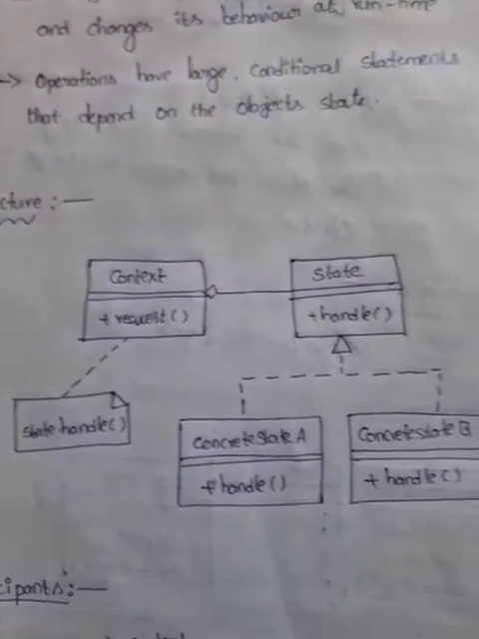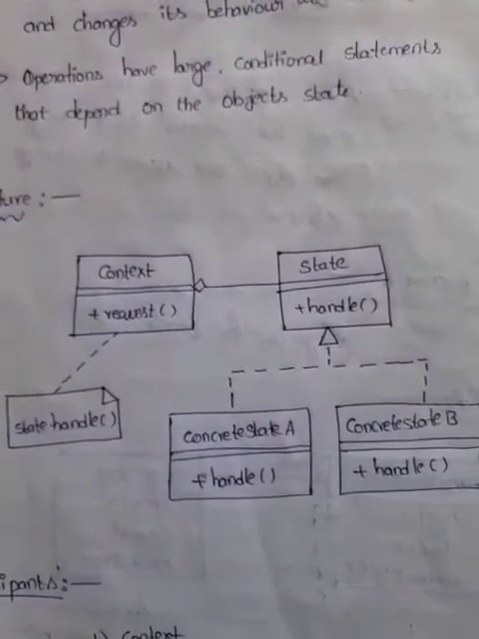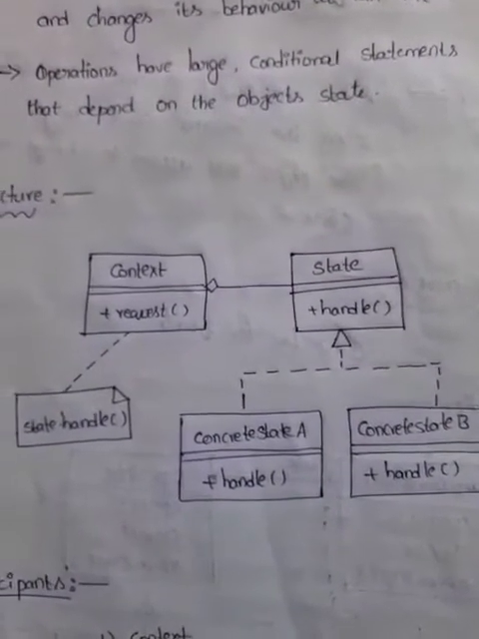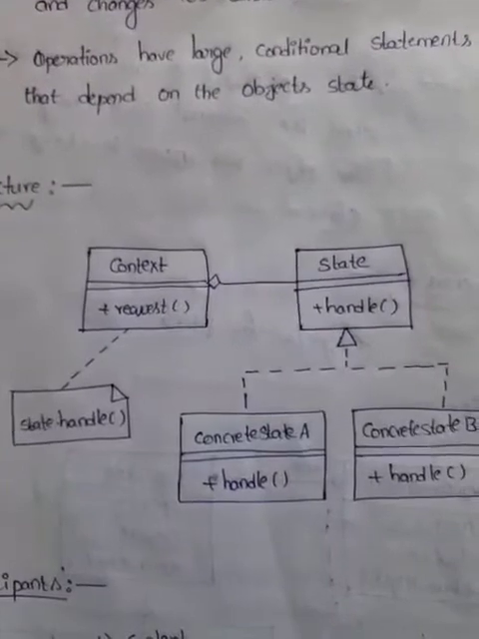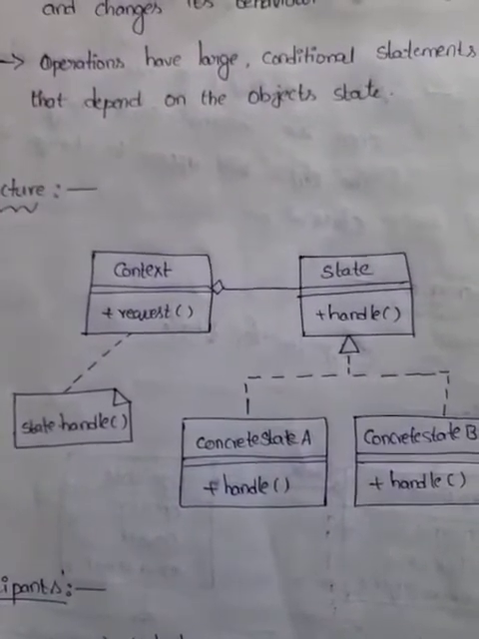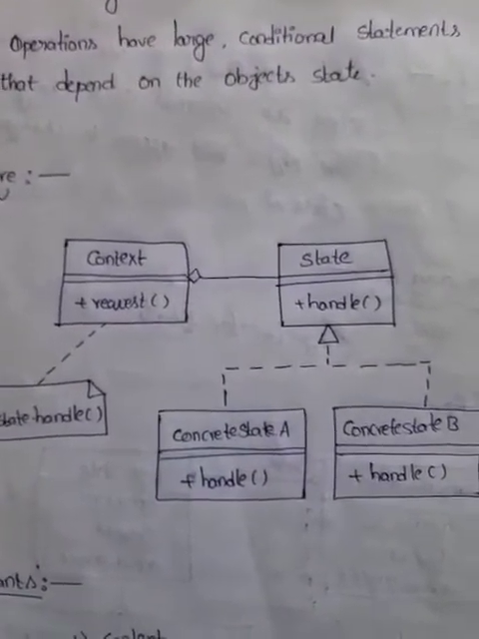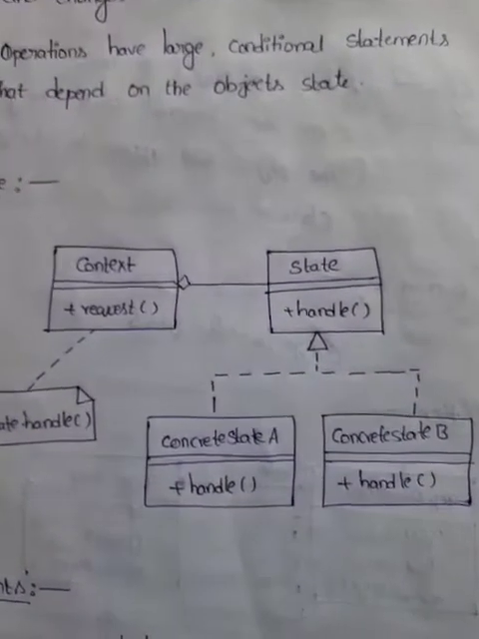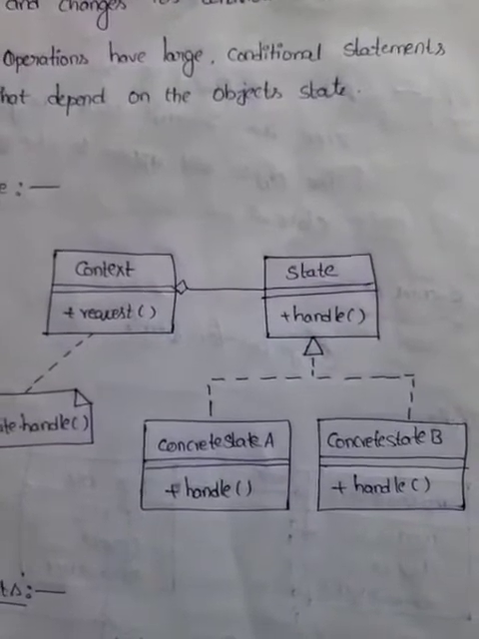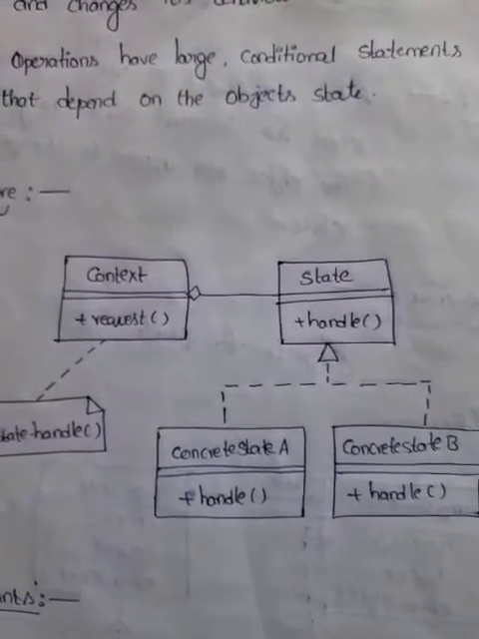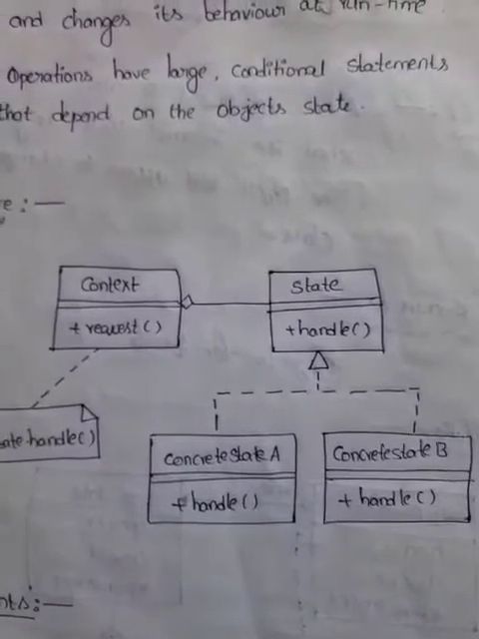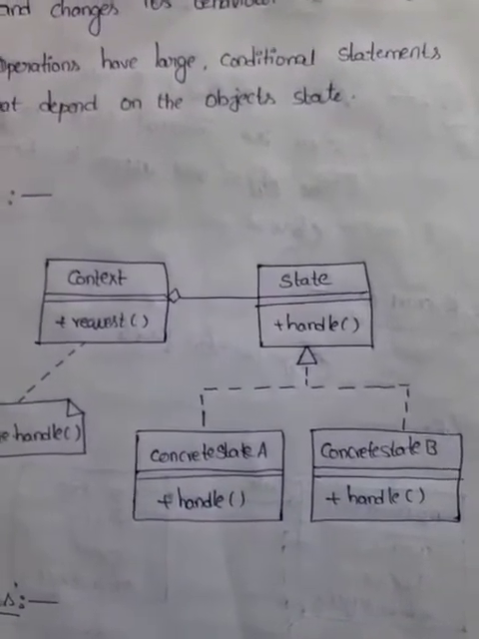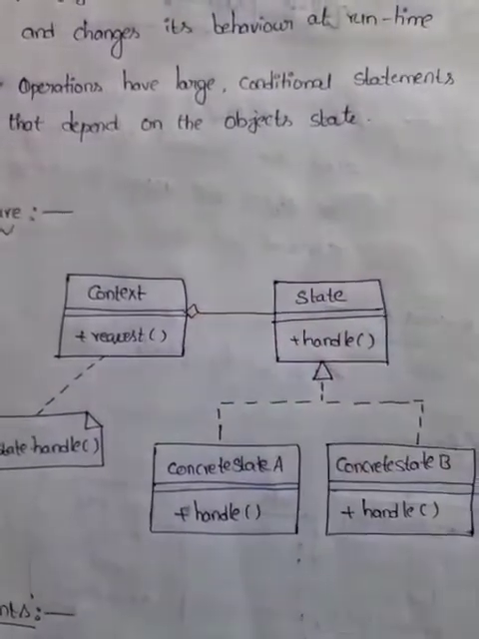Let us consider the structure for a state pattern. Here we consider the context class, state class, and concrete state A and state B. Suppose a client sends a request to a context. The context receives the request from the client and hands it over to the state. The state performs the operations when the request comes from the client, and it produces the operation based on the state that it has internally.